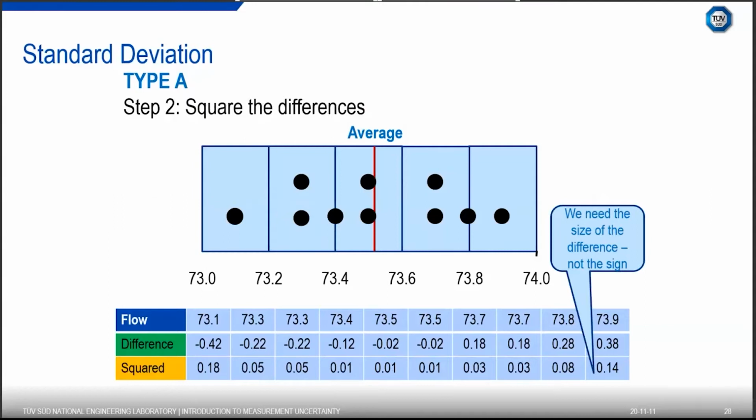You then square each of these differences together. As it says here, we need the size of the difference, not the sign. So if you square a negative or positive number, it's a positive number.